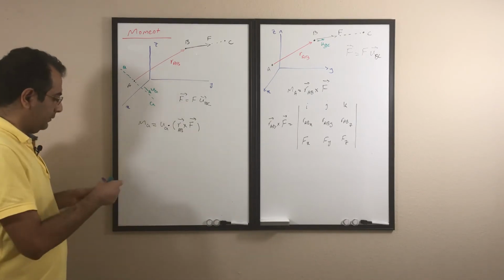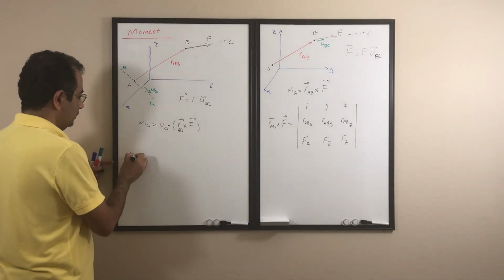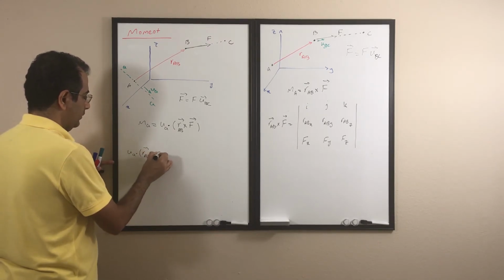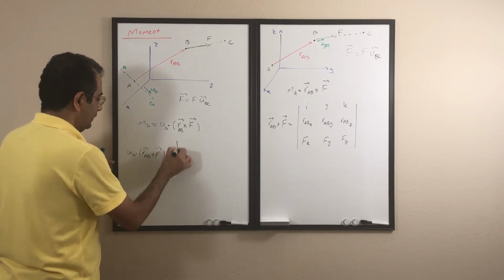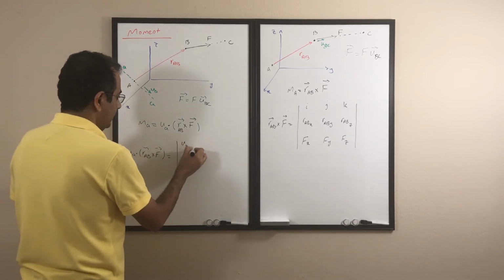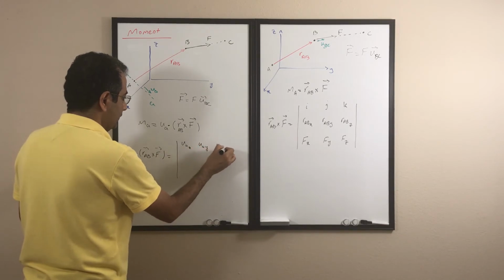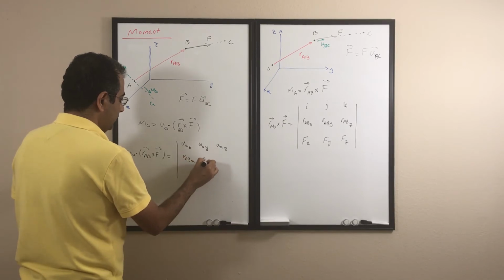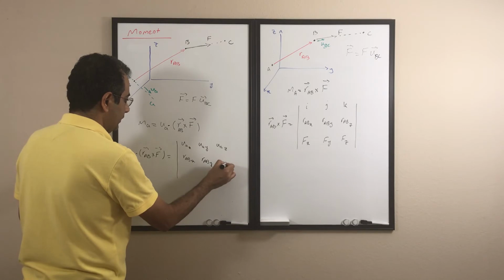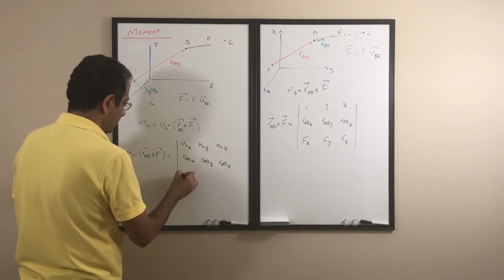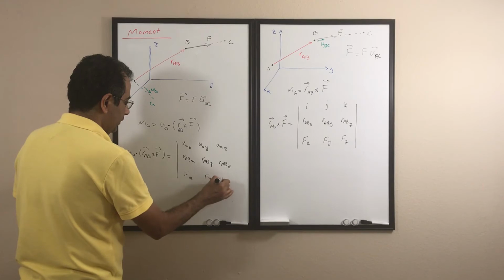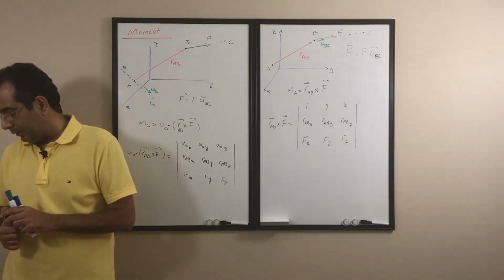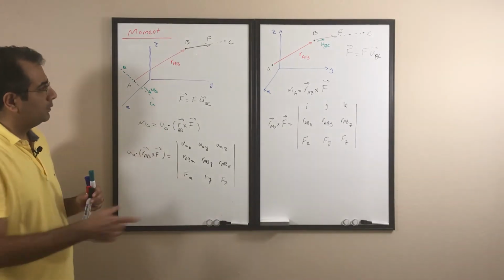And this magnitude, if you want to calculate that, this would be the determinant of UA in the X, UA in the Y, UA in the Z, and then RAB in the X, RAB in the Y, RAB in the Z direction, and then Fx, Fy, and Fz. We can use this determinant to find that. So these are the two.